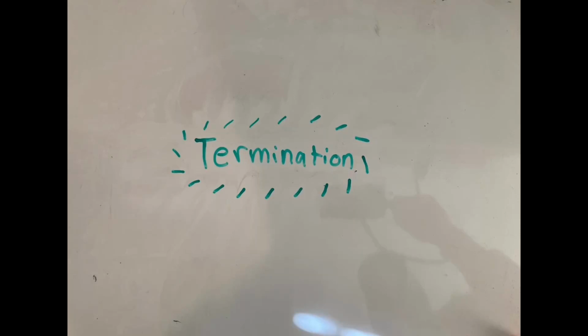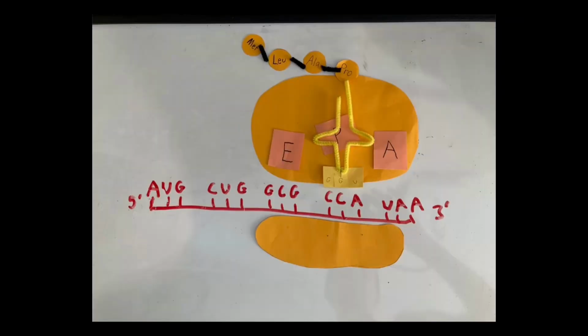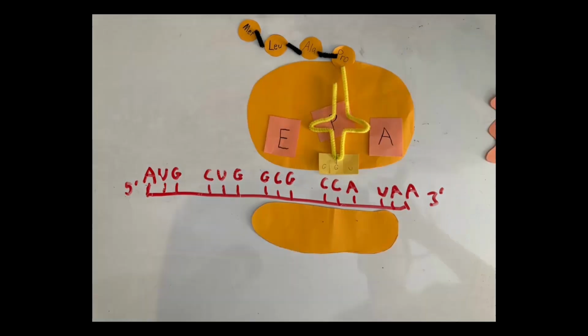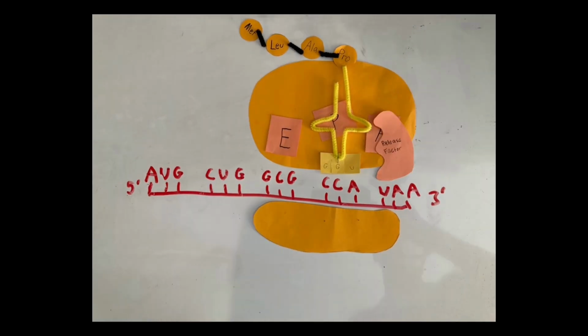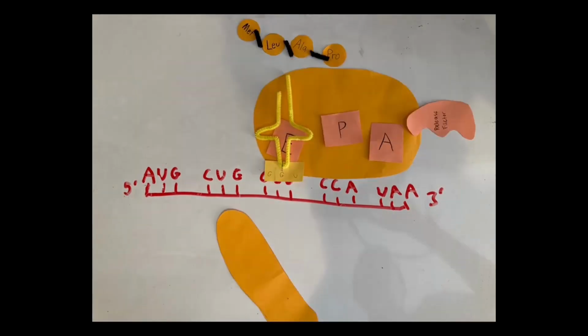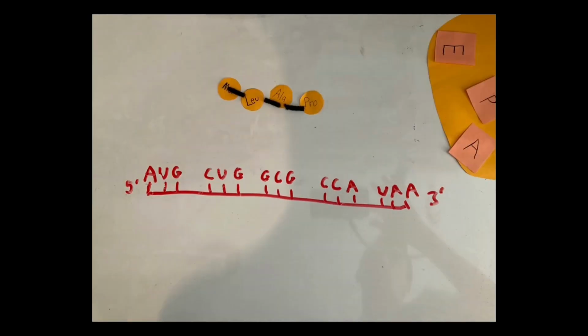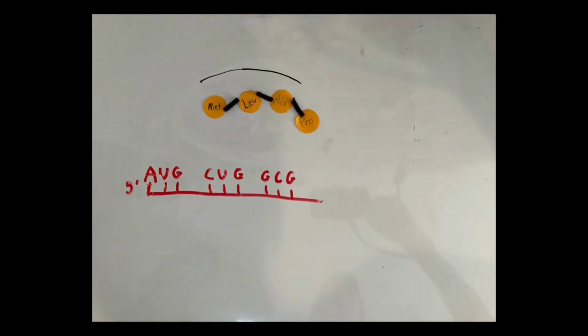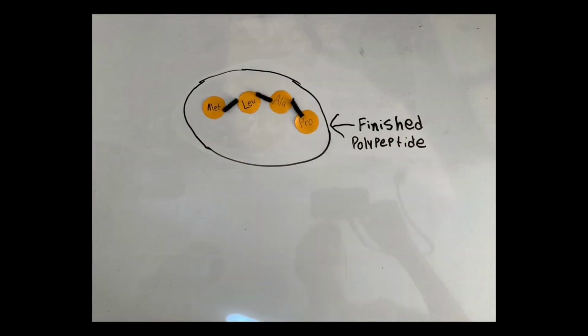Now, termination begins. Termination begins when the ribosome reaches a stop codon and the stop codon appears in the A site. Since there is no tRNA corresponding to the stop codon, a release factor binds to the A site. The binding of the release factor causes the polypeptide to be cleaved from the tRNA, and the ribosome, the tRNA, and the mRNA leave. Synthesis of the finished polypeptide is completed, and translation has ended. The new protein is ready for packaging and export.